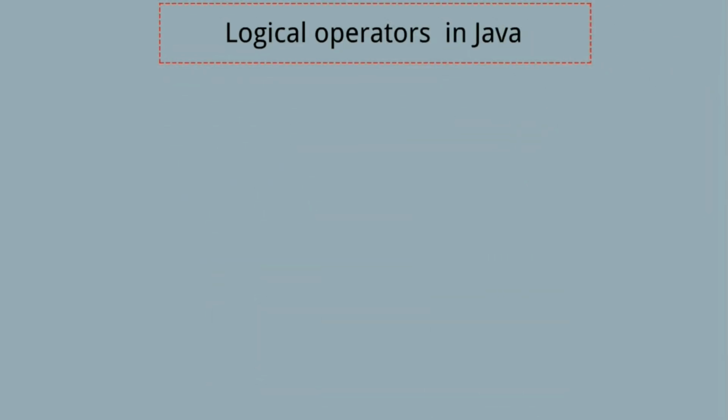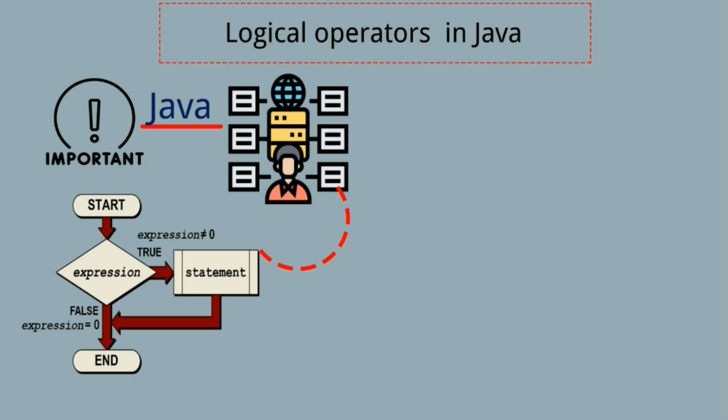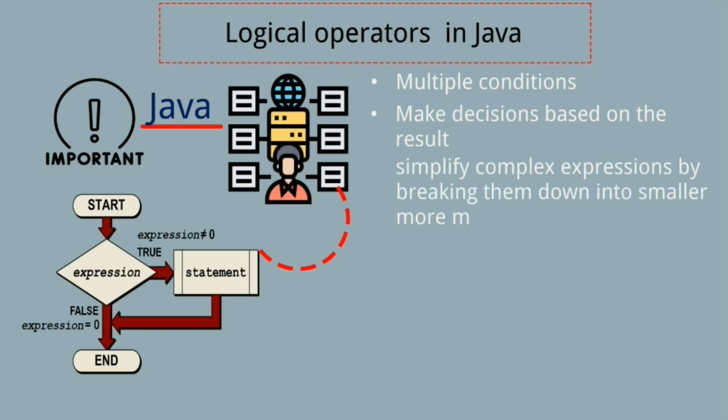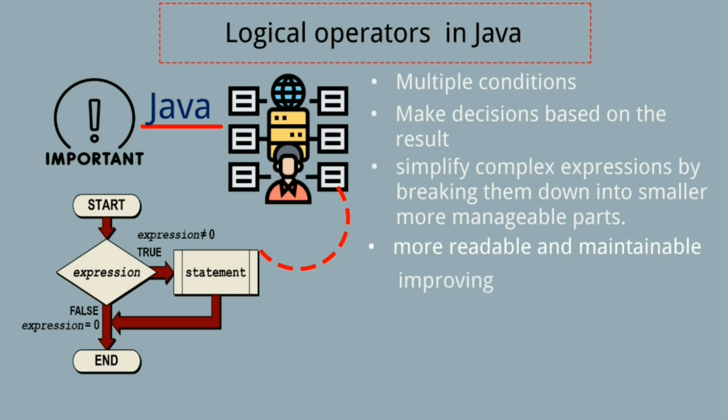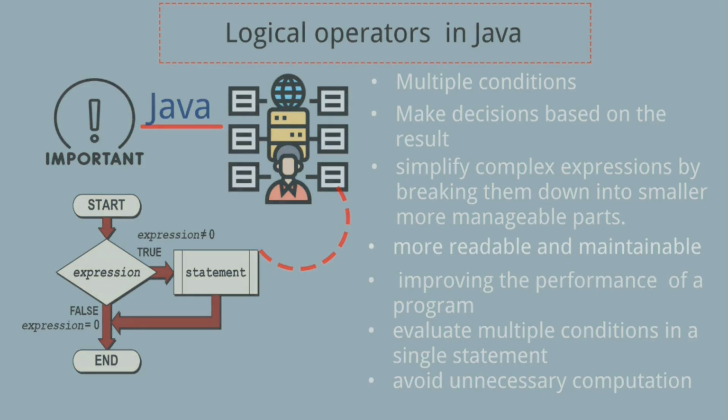Logical operators are important in Java because they allow you to create complex conditional statements and control the flow of execution of your program. They allow you to check multiple conditions and make decisions based on the result of those conditions. They can simplify complex expressions by breaking them down into smaller, more manageable parts. They also make your code more readable and maintainable. Logical operators are also useful for improving the performance of a program, as they allow you to evaluate multiple conditions in a single statement and avoid unnecessary computation.